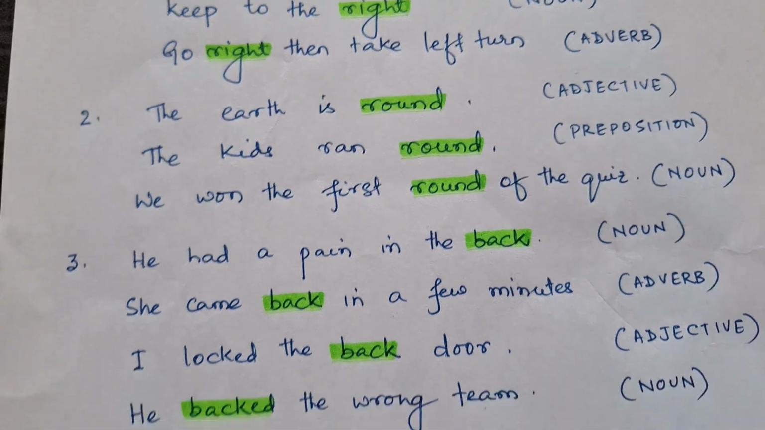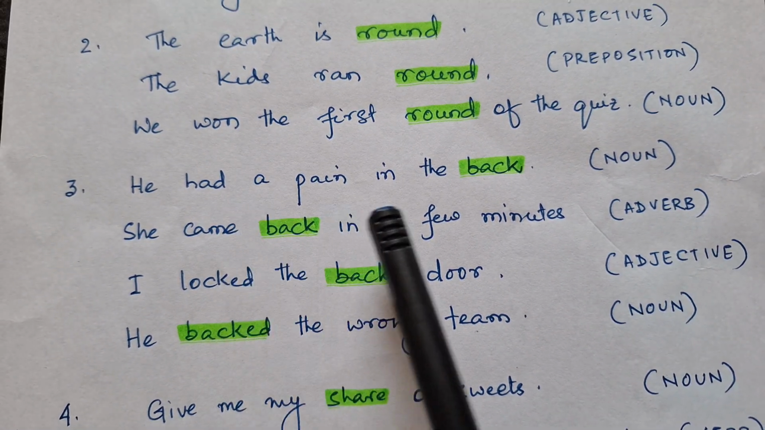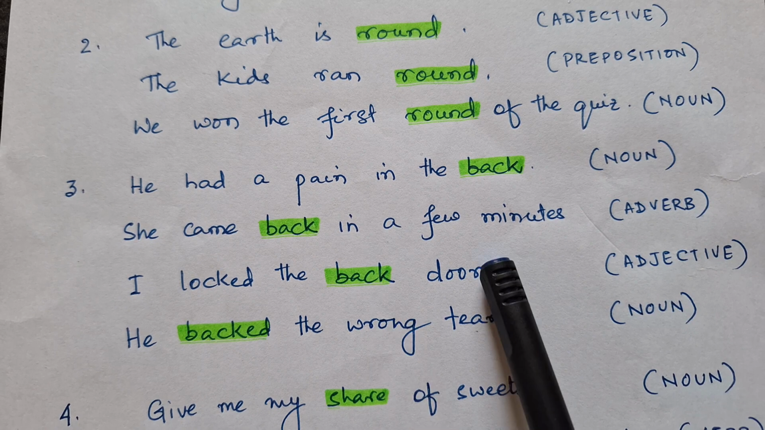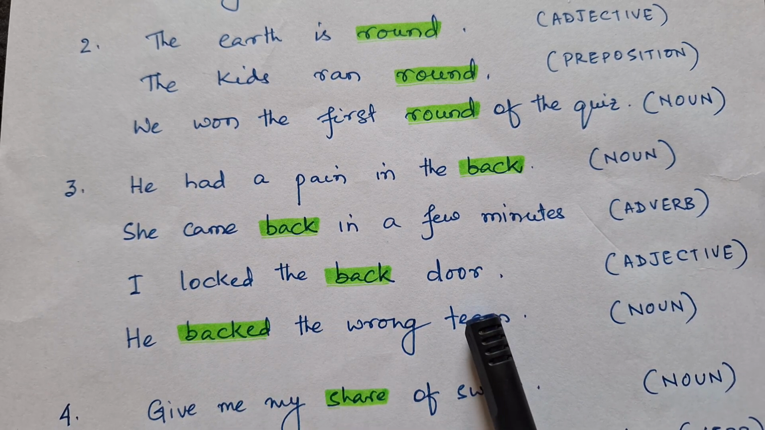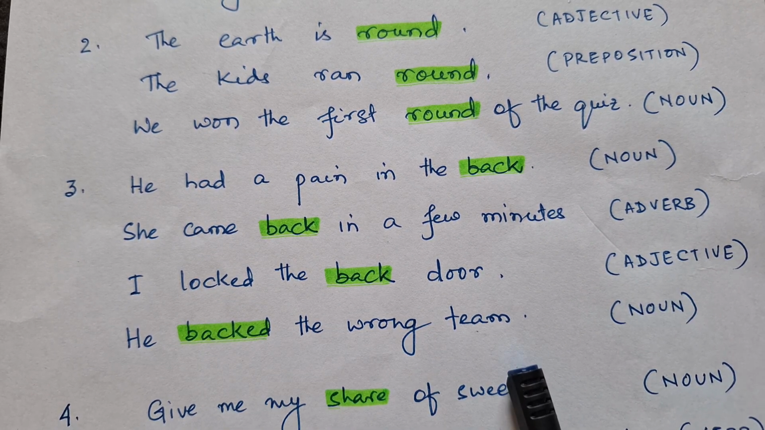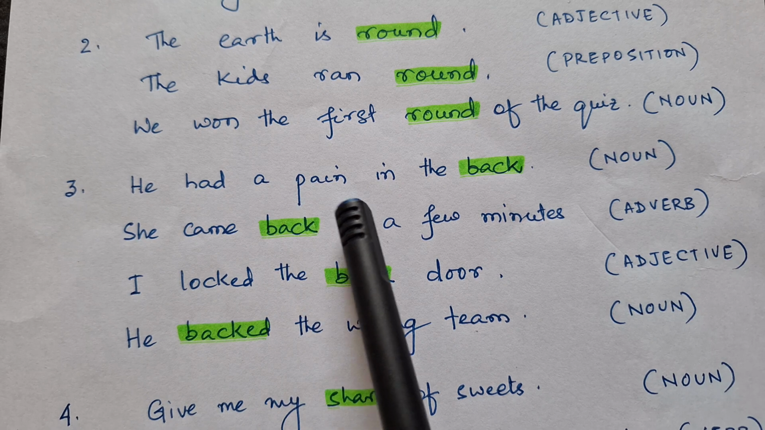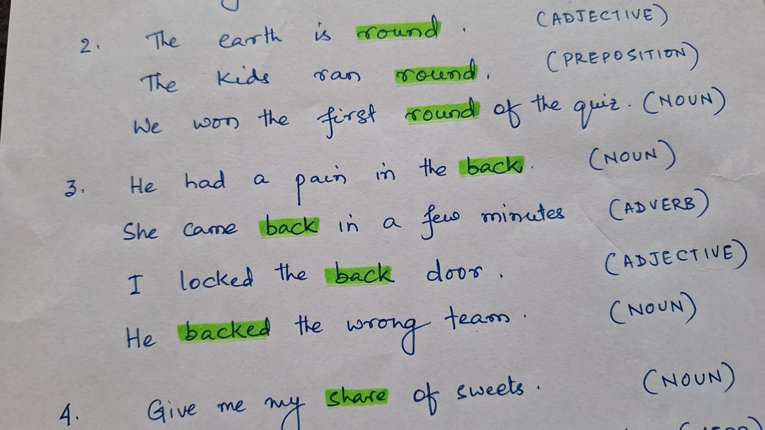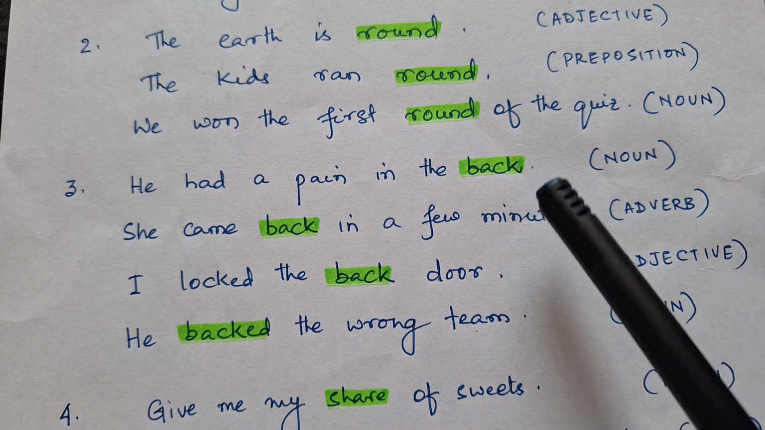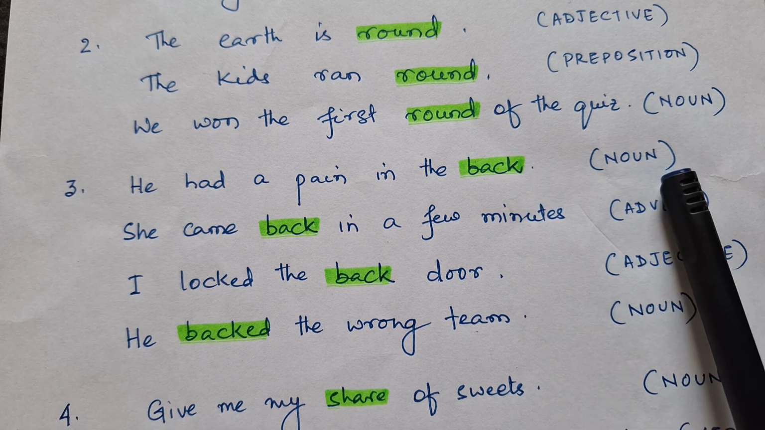Okay. Next, third. He had a pain in the back. She came back in a few minutes. I locked the back door. He backed the wrong team. Now, this word back is used in 4 different ways in these sentences. He had a pain in the back. Now, we are describing a particular place. So, it is your back. So, it is used as a noun.